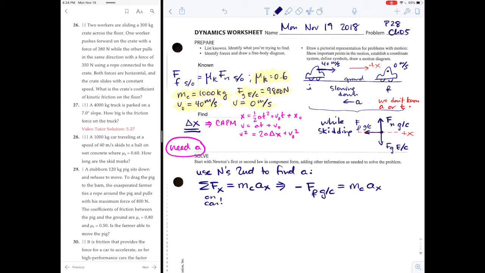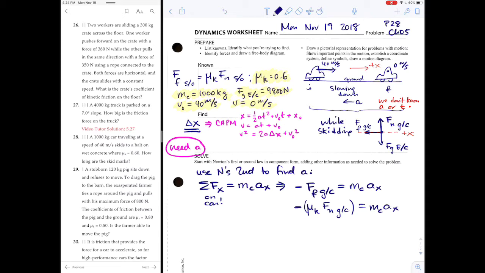All right. Next, we want acceleration. We know the mass. We need to know how strong that friction force is. Remember that we have an equation for this. It's equal to the kinetic friction coefficient times the normal force of the ground on the car, and that's equal to the mass of the car times the acceleration.